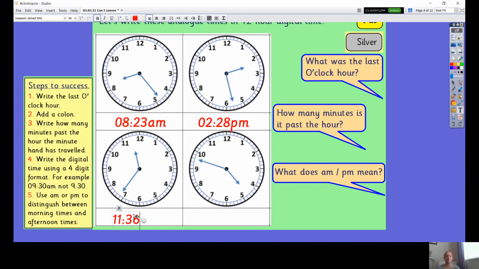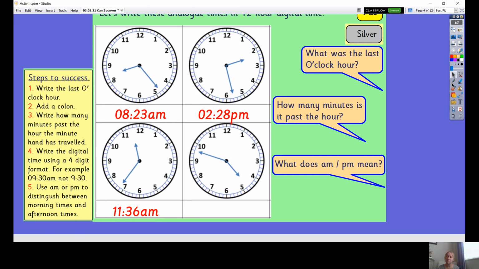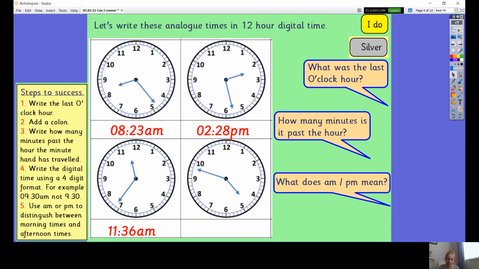And then I don't want that to be in the morning or the afternoon, doesn't really matter. I'll put AM because again, it's more likely that I'm awake. Sometimes I'm awake at 11:36 at night reading my book, but I shouldn't really be. I should be asleep. So, okay, let's have a look at the last one then.